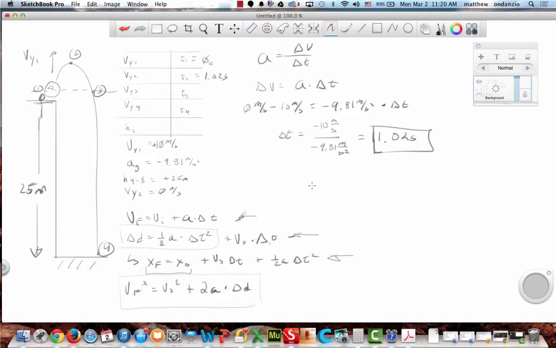I can't use that, but what could I use? I mean, now all of a sudden I have some time. I have some time between 1 and 2. Delta D equals 1/2 A times delta T squared, isn't it? Right? And so now I'm going to say my delta distance is equal to 1/2 times what? Negative 9.81 meters per second squared times what? 1.02 seconds squared. Do you guys see that?